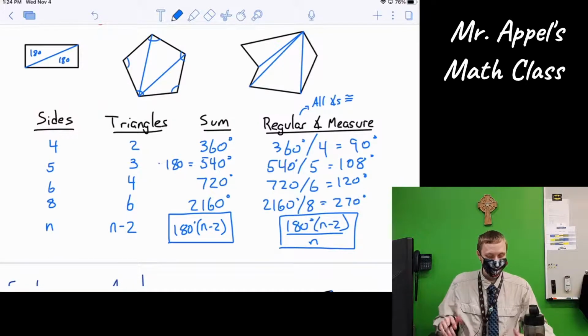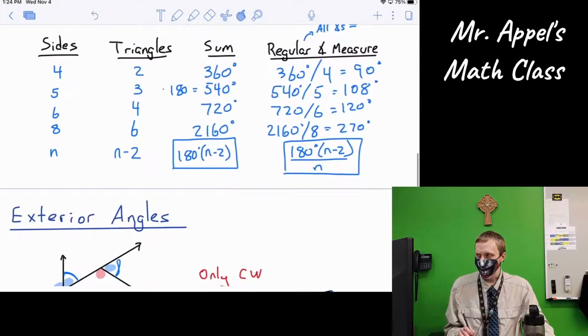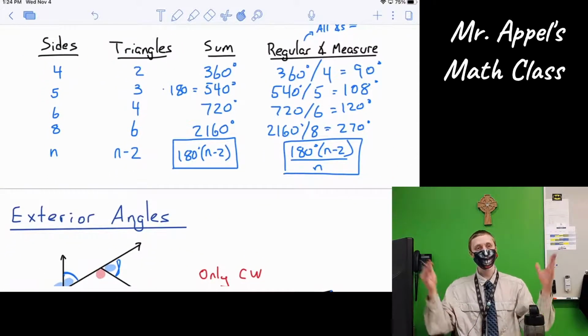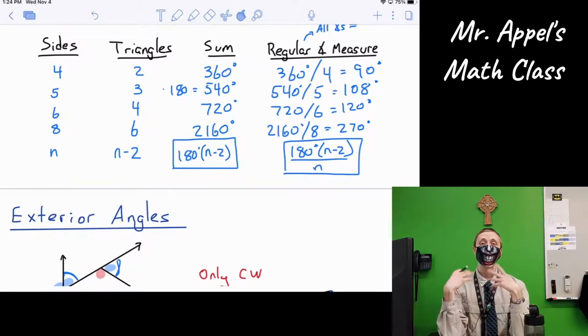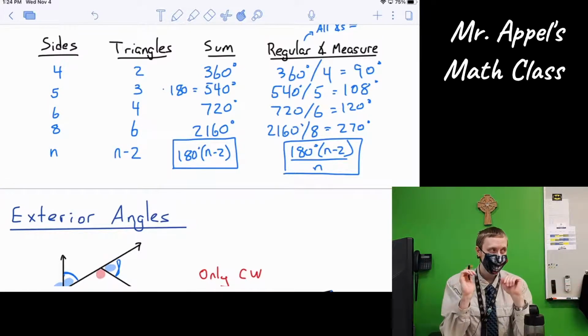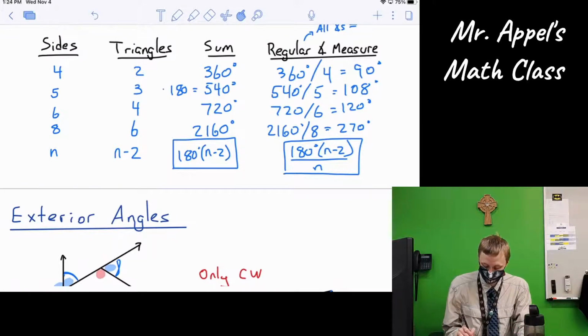Okay. Then we have one more thing to add, and that is the exterior angles. We've been talking about all the inside angles. What about if you wanted to go outside of the polygon? That's totally allowed, but we got to be very careful with how we do it.